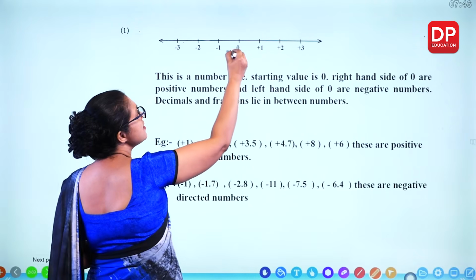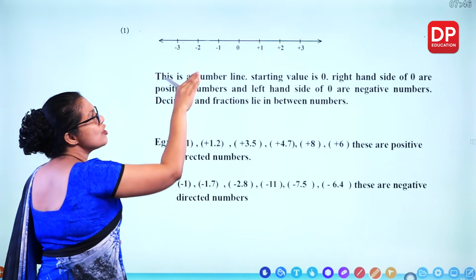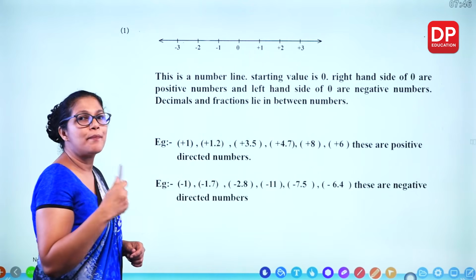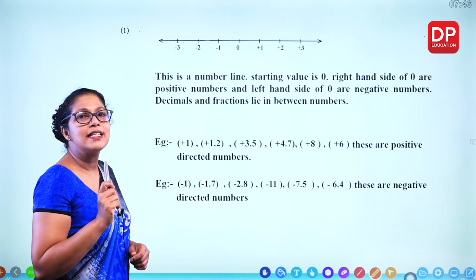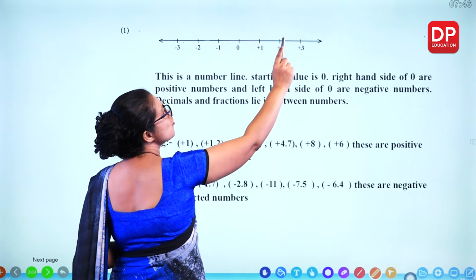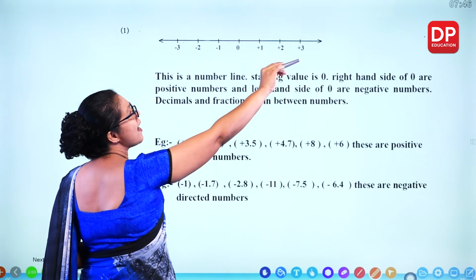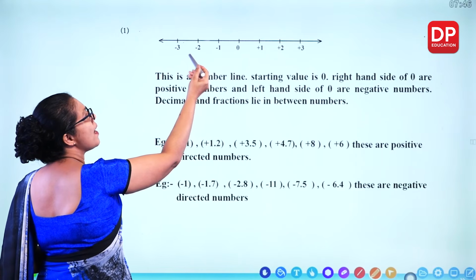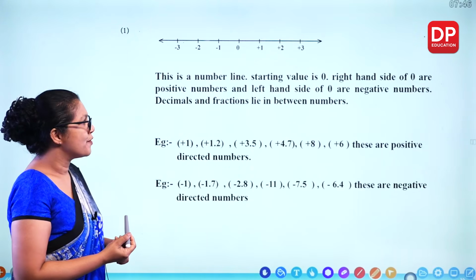So the starting point is 0. And then towards the right hand side you get positive numbers. Towards the left hand side you get negative numbers. So 0, plus 1, plus 2, plus 3, plus 4 like that towards this side. To the right side. Minus 1, minus 2, minus 3 to the left side of 0.